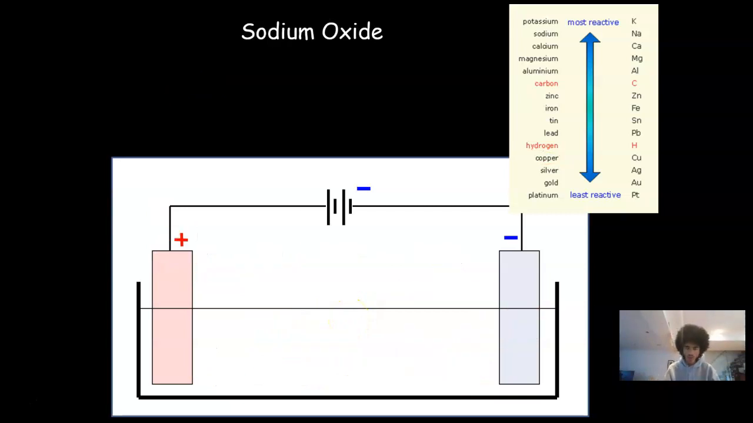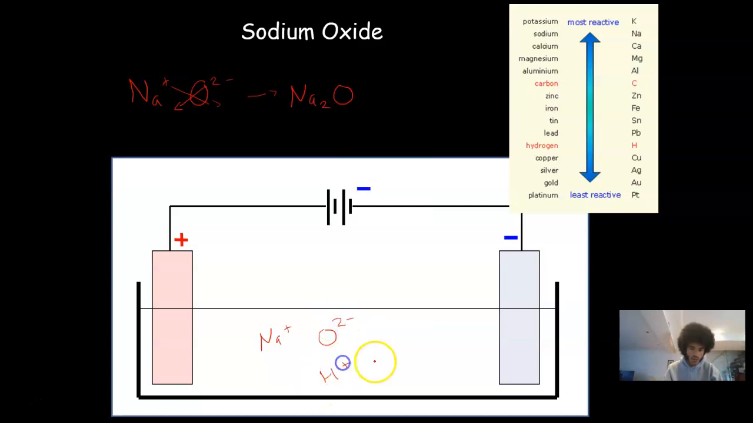Let's try a second example. Now we've got sodium oxide. Let's have a think about the formula. Sodium is Na plus, and oxide is O2 minus. If I do a bit of crisscross just to work out the formula, that gives me Na2O. So in solution, I've got Na plus and I've got O2 minus.